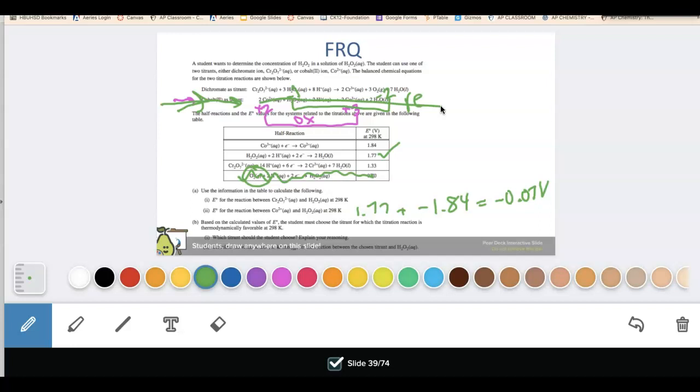So that's what they ask in the subsequent parts. Based on your calculated value of E, the student has to pick which one they're going to use. So who should they pick? Well, they should pick the dichromate, because the voltage is positive, and so the reaction will occur. And you could even go on to say that for the cobalt, the reaction won't occur. So what's the point of using it in a titration? Have fun doing your titration for the rest of your life that doesn't do anything.